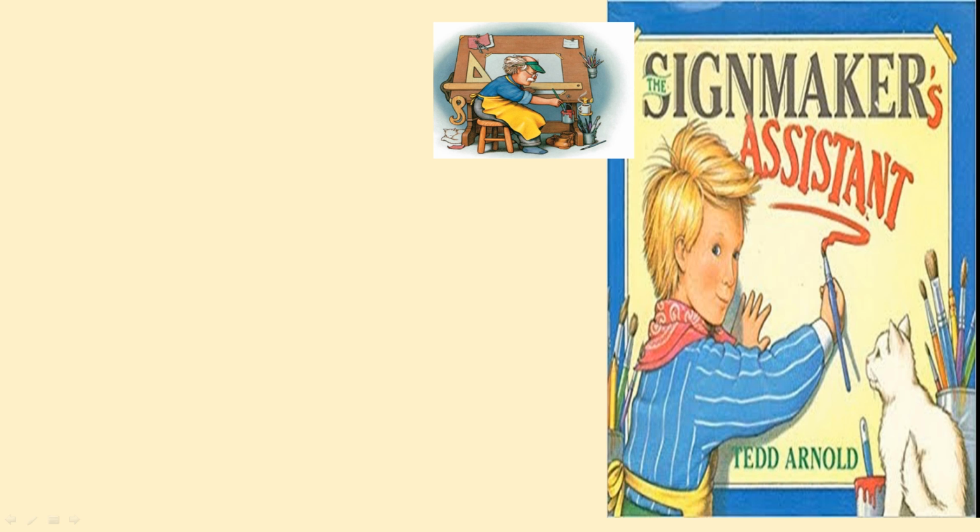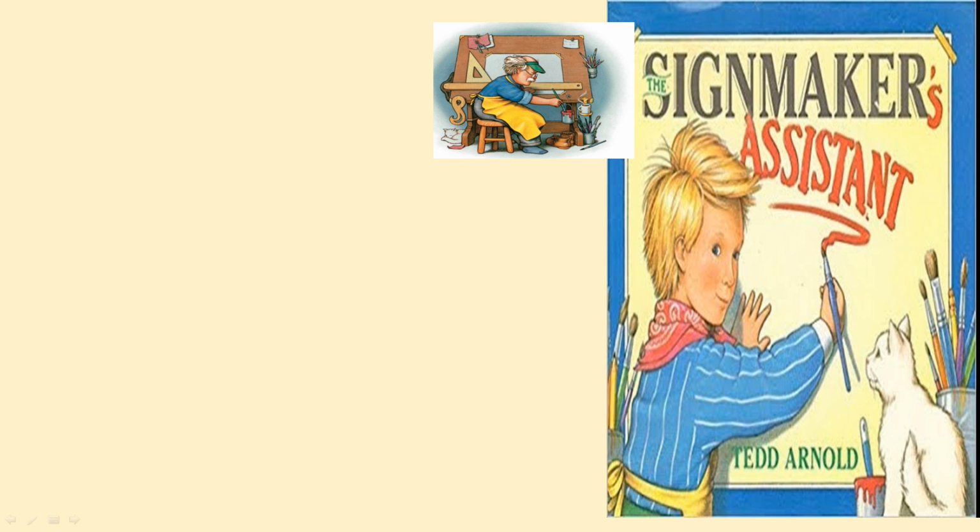Who helped him to make these signs? This is a small kid. His name is Norman. He is the second main character in our story. What is his name? Norman. What is his job? He is small and even he's a kid. He works as a sign maker's assistant.